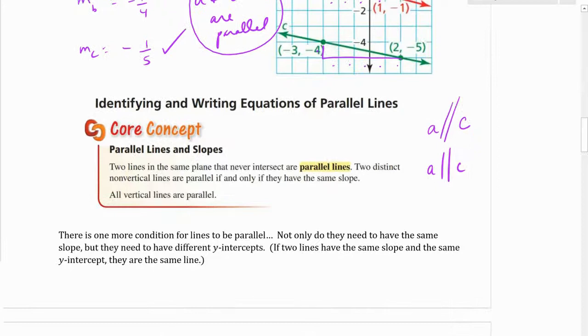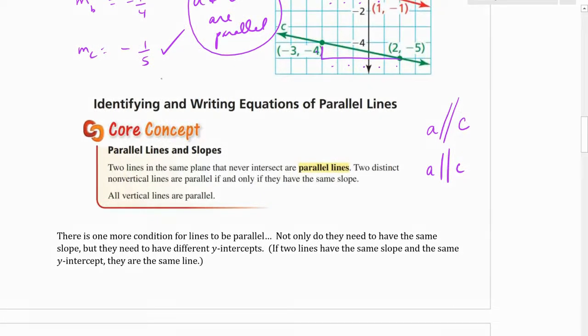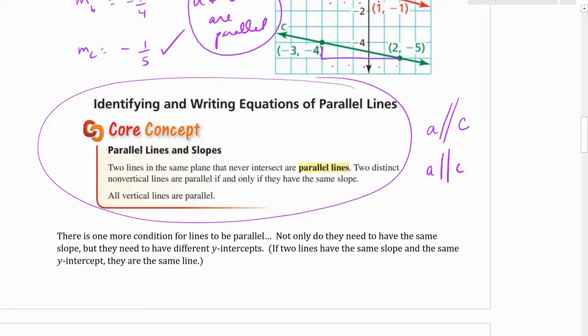And here's this little thing from the book, so you've got something nice and pretty in your notes. Parallel lines are lines in the same plane that never intersect. And they're parallel if and only if they have the same slope. Okay. And again, we already said this, but they can't have the same y-intercept.